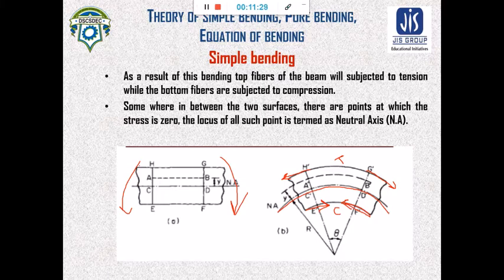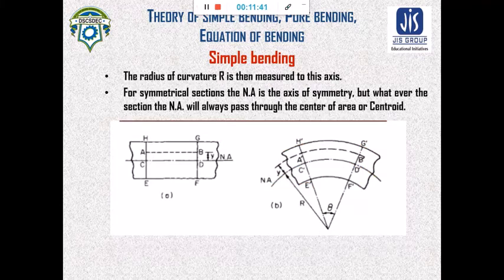So that place, that position, or that surface, or that axis is known as the neutral axis. Now the radius of curvature is measured to this axis only. So radius of curvature is measured to the neutral axis only. So this is the neutral axis.